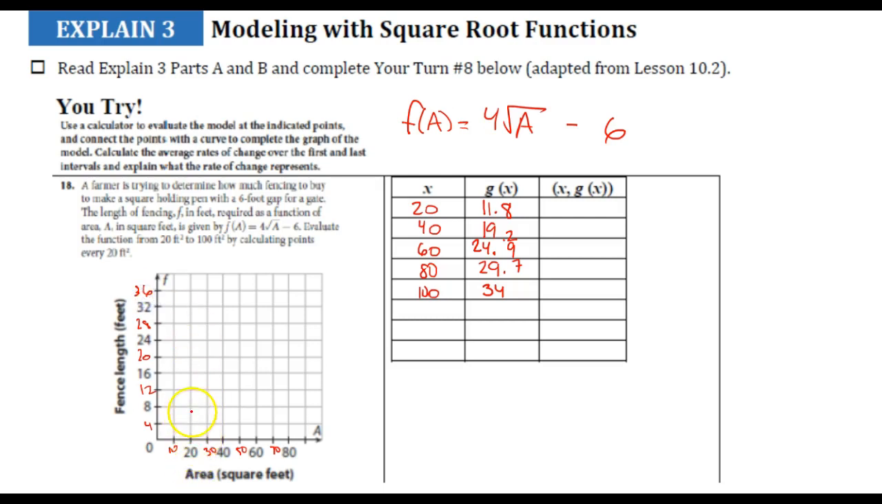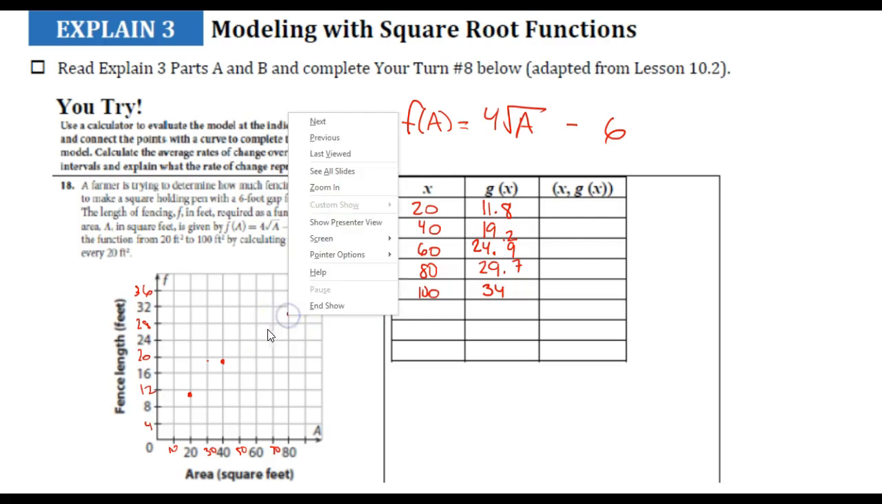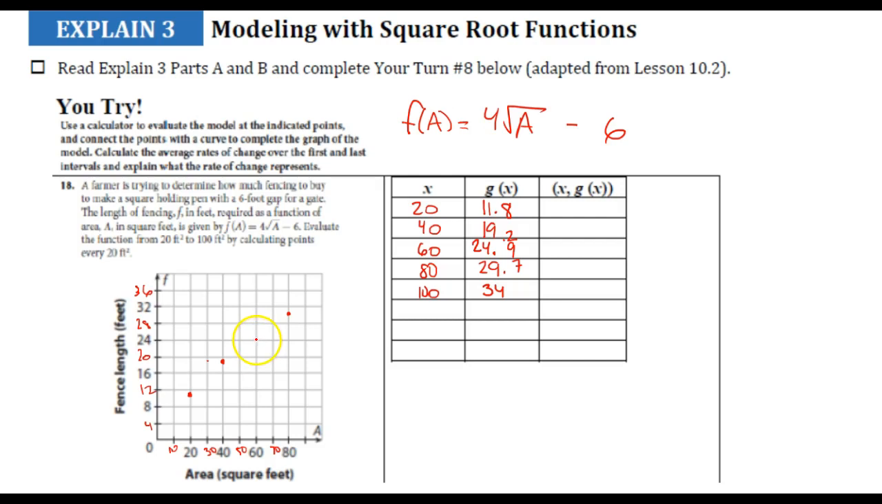20, 11.8 should be somewhere about there. 40, 19.2, and 60, 24.9, and 80, 29.7, and last but not least, oh sorry, that last one kind of went away there, 100, 34. So that'd be about right there. So that would be the plot of our points.